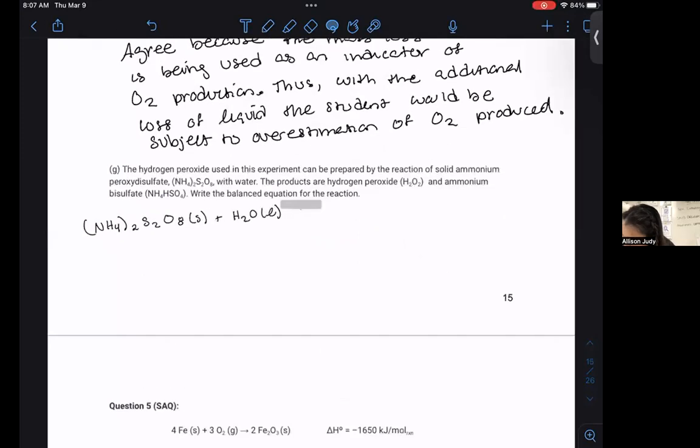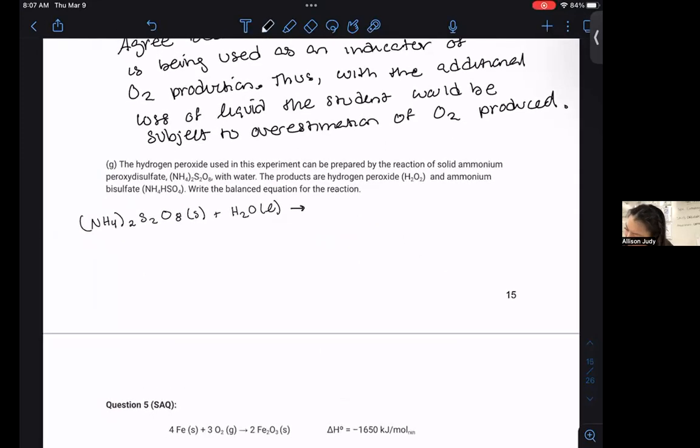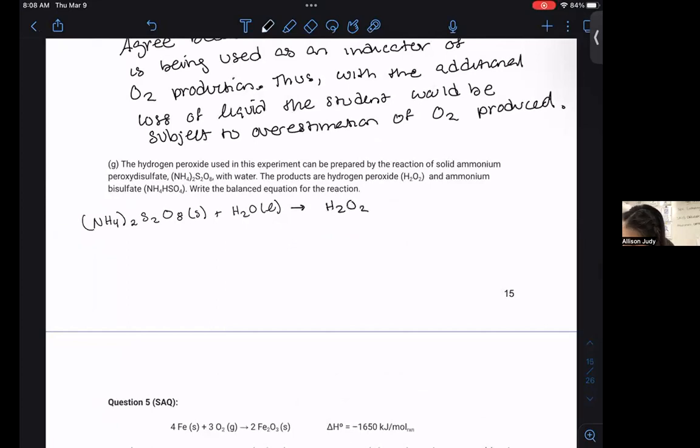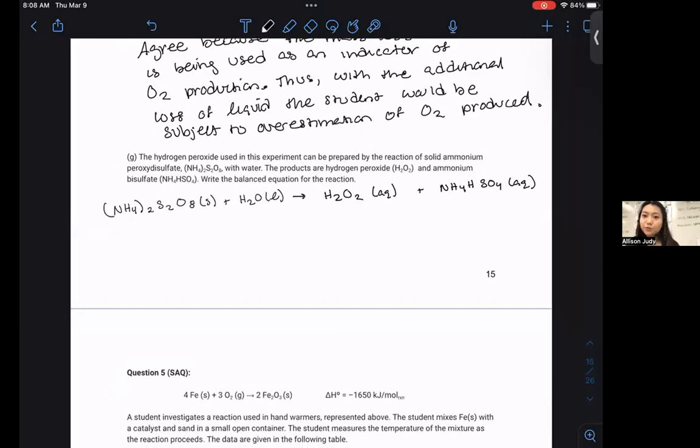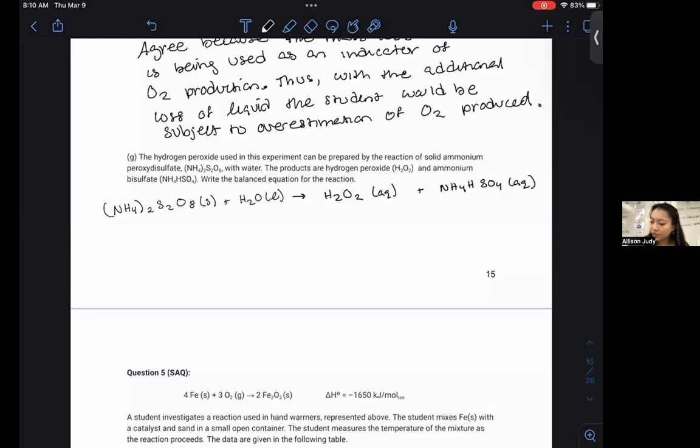To produce H2O2, aqueous, and ammonium bisulfate, which I'm going to also assume is aqueous because you're in water. Okay, and then you'd have to balance it. So when you balance this reaction, I don't really feel like walking you through how to balance. This is totally within your capabilities. So it would give you a coefficient of 2 in front of the water and a coefficient of 2 in front of the ammonium bisulfate.